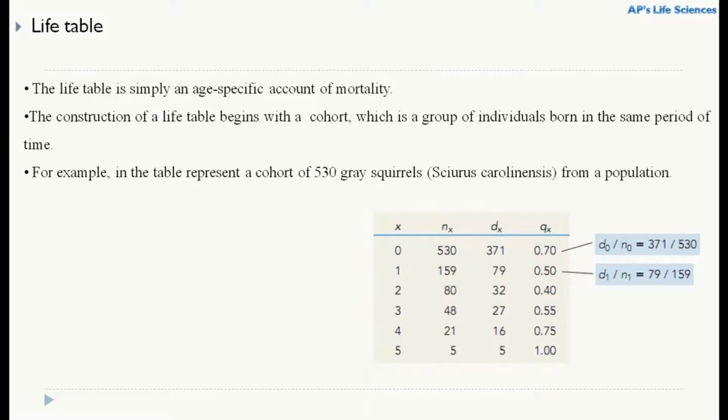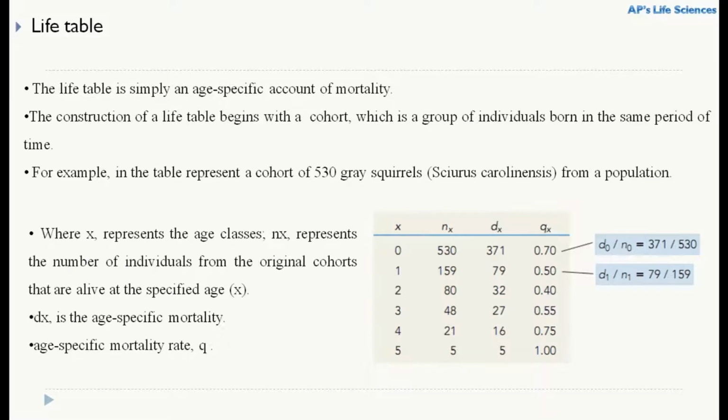We can see that there are different terminologies, where x represents the age class, and nx represents the number of individuals from the original cohort that are alive at the specific age x. For example, at age 0 there are 530 individuals, whereas at age 1 there are 159 individuals. So nx represents the population at a specific age, and dx is the age-specific mortality, that is the difference between the current population and the initial population, and the age-specific mortality rate can be expressed as qx.